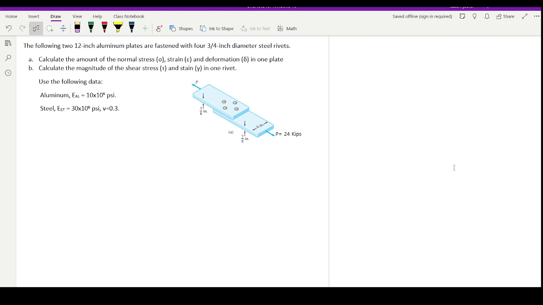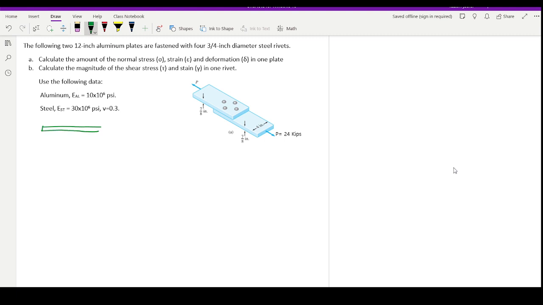The following two 12-inch aluminum plates are fastened with four 3/4-inch diameter steel rivets. A. Calculate the amount of the normal stress, strain, and deformation in one plate. B. Calculate the magnitude of the shear stress and strain in one rivet. This is a pretty straightforward question.